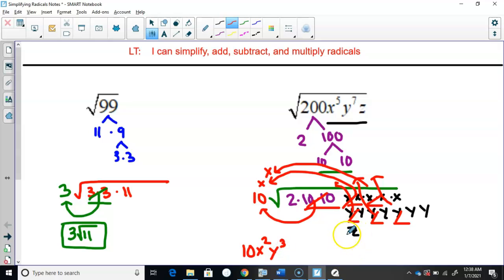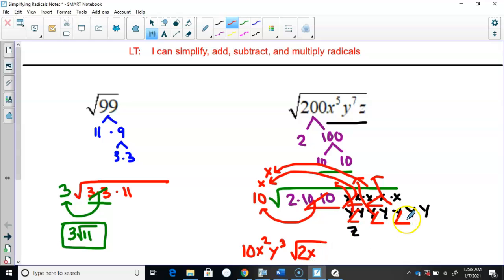Okay. Then finally, I look at the z, and there's no pairs with the z. Okay. So now that I've taken everything outside of the root that gets to go outside because there was a pair with it, I say, well, what's left over? I have a 2 left over. I have an x left over right here.